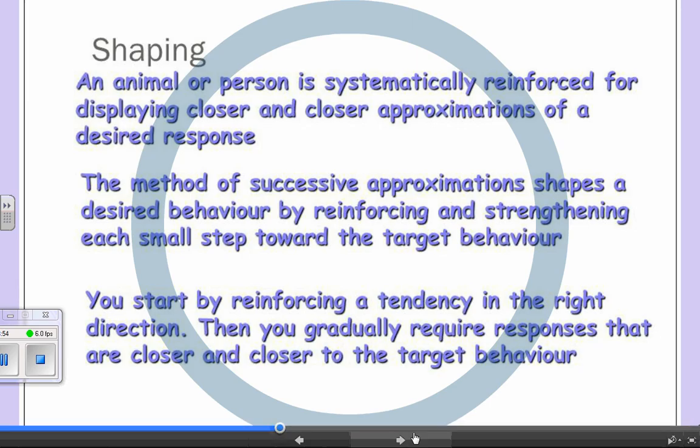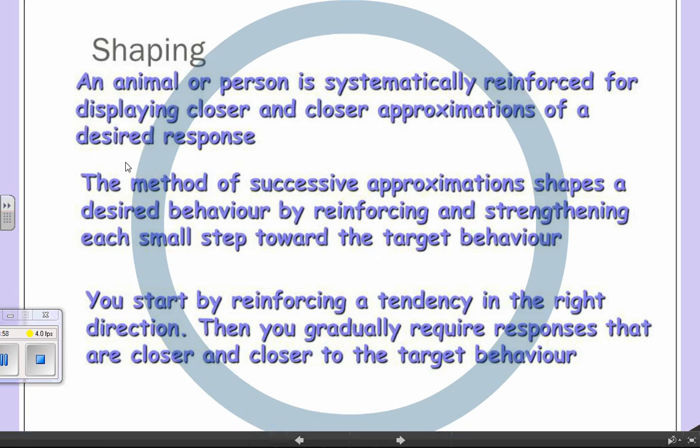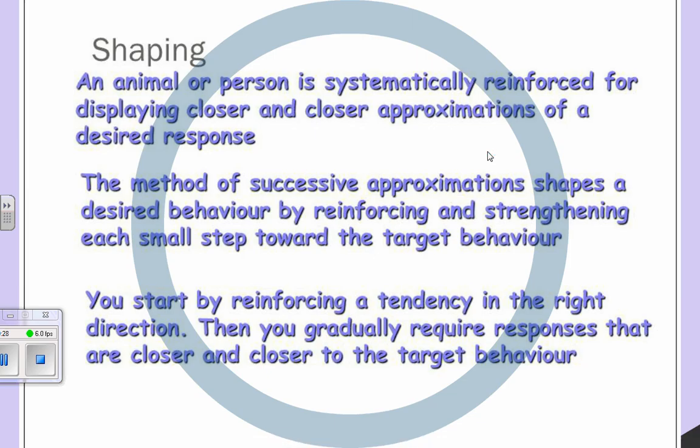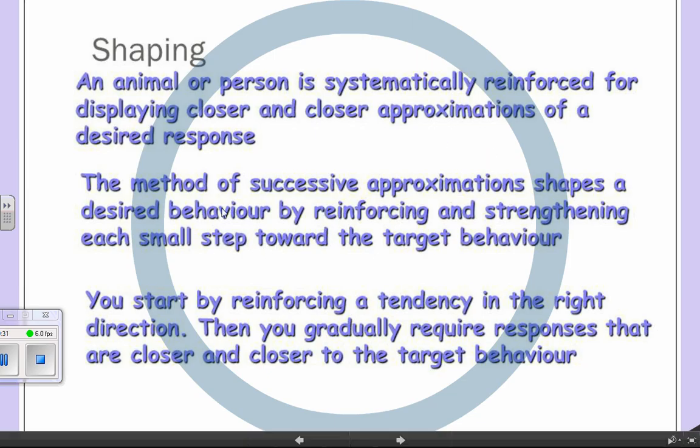An animal or a person is systematically reinforced for displaying closer and closer approximations of desired responses. This is shaping. The animal is systematically reinforced to show approximations of the desired response: jump over the hook, the lion jumps through the ring of fire, the horse gallops and every time they gallop, they get their sugar. The method of successive approximations shapes a desired behavior.